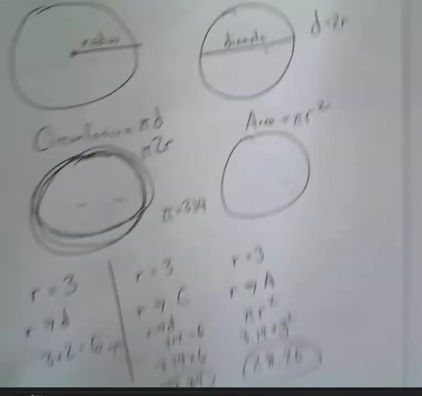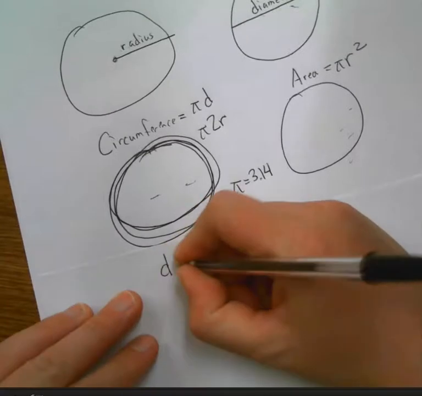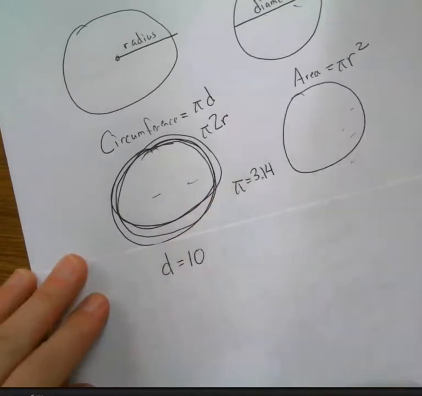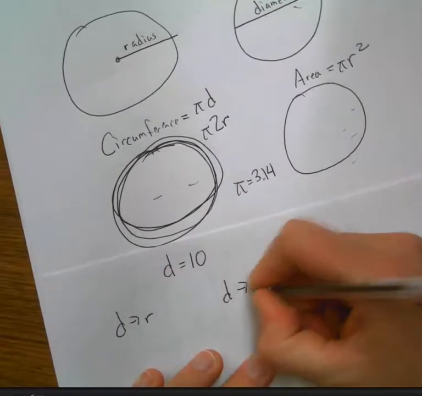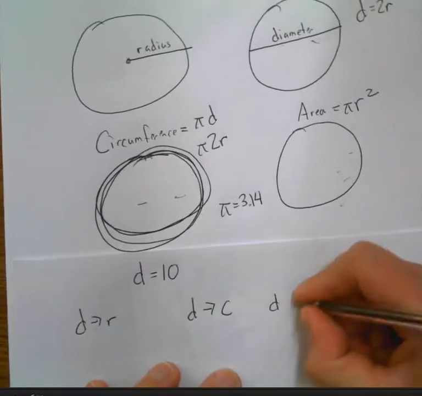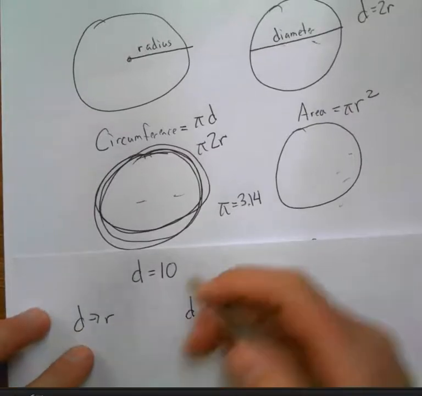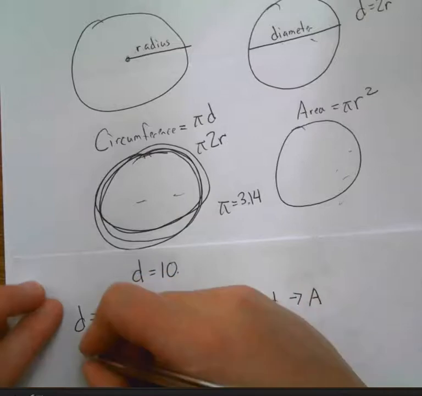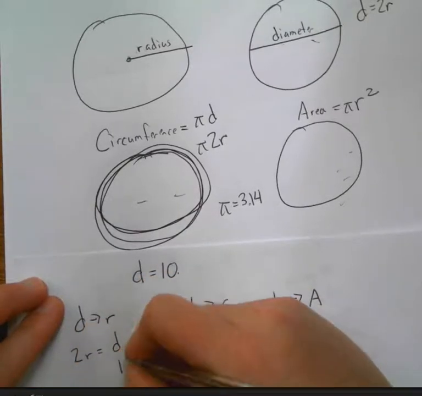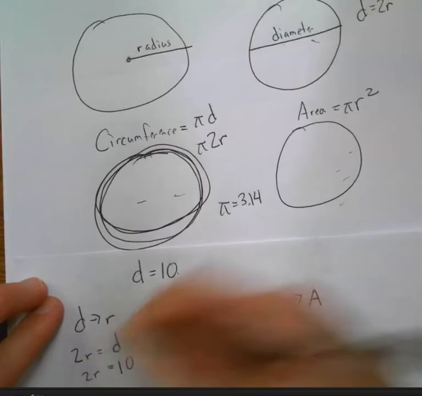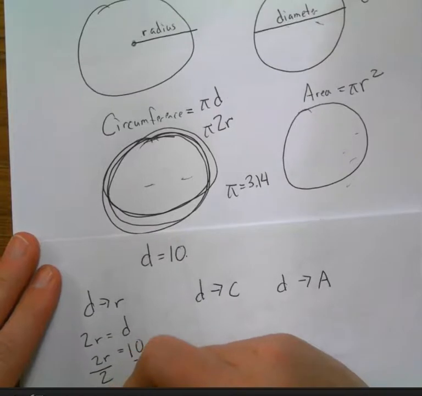Now, let's go, they give me a diameter. Let's say they tell me the diameter is 10. I got to do the same thing. I had to get from diameter to radius, diameter to circumference, and diameter to area. So to get from diameter to radius, if the diameter is 10, it's 2r is equal to the diameter. So I'm going to plug in the 10 equals 2r. I got to divide by 2. So I divide both sides by 2, and the radius is 5.